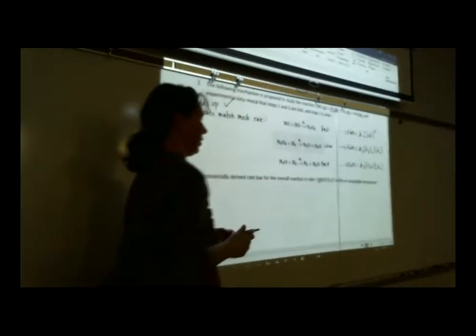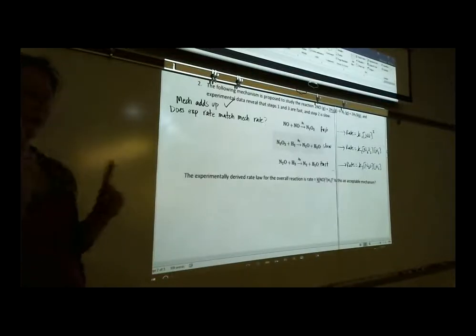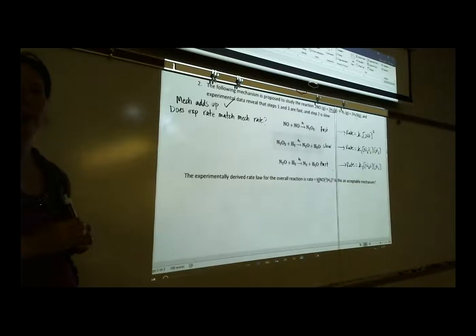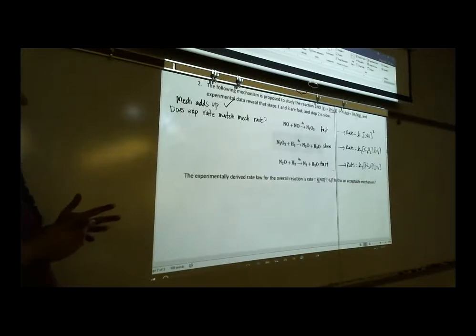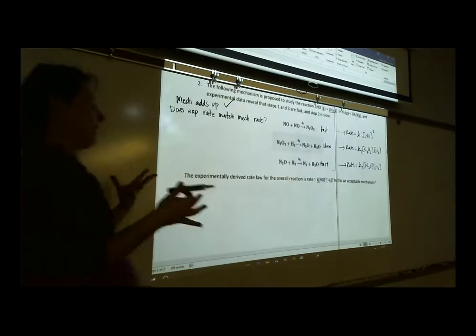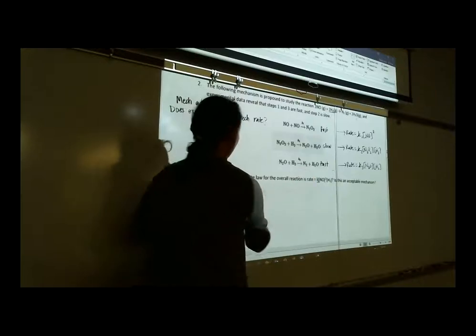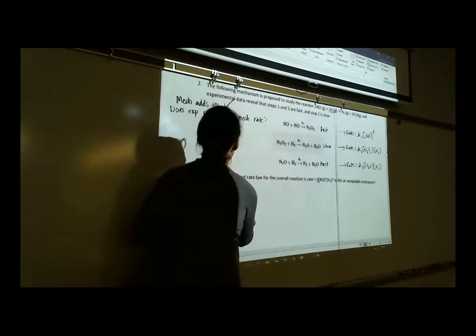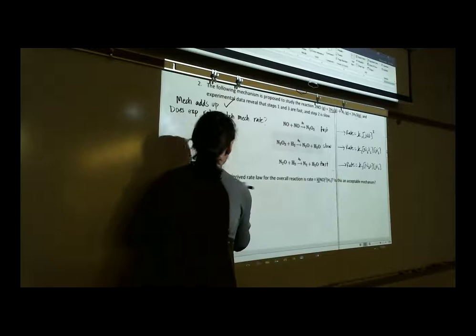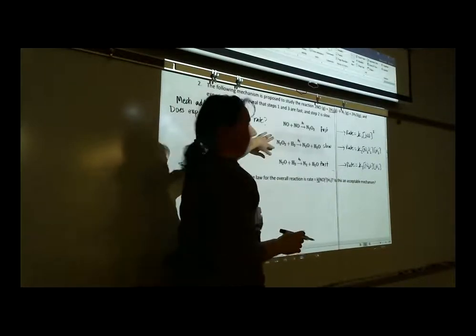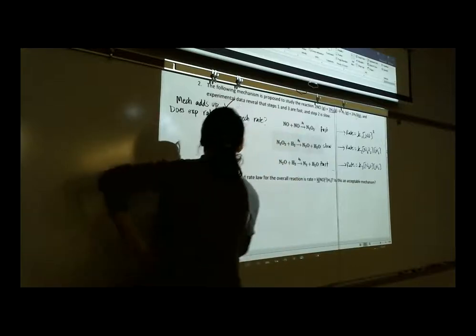Now this one's a tough question. I want to see if you got it. The answer is yes. Did anyone come to that conclusion? Let's talk about why the answer is yes. The experimental does match the overall, the mechanism's. And here's why. Which step is my rate determining step? Step 2, right?